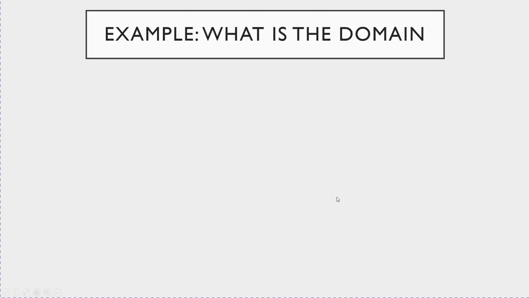Let's try another one. Let's find the domain of 1 over x squared minus 1. Again, you're going to factor the denominator. This is the difference of two squares, so it factors as x plus 1 times x minus 1. Then you're just going to set the denominator equal to 0.